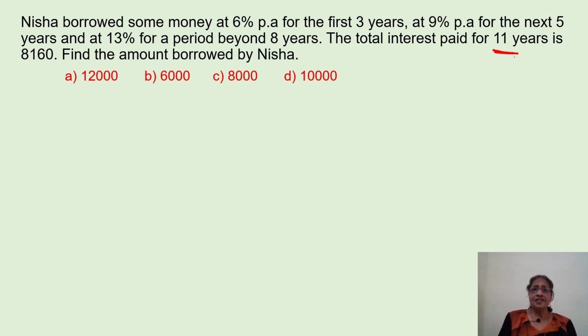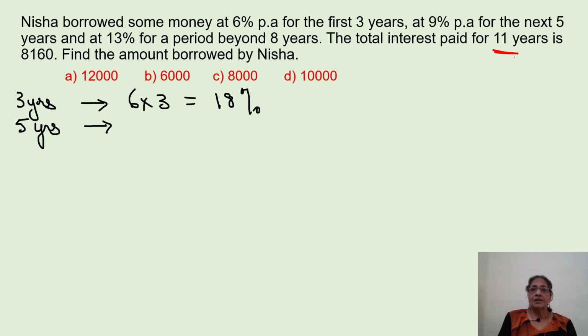So let's take the first 3 years. For 3 years, the interest would be 18%. Then for the next 5 years, it's going to be 9%. 5 nines are 45, and beyond this.